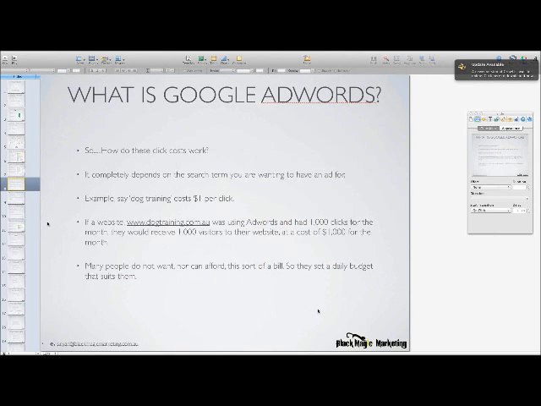So the click costs work based on the strength of the ad, how well it speaks to your audience, and there's just a bit of an example here. If you say dog training costs $1 a click, and they got 1,000 clicks for the month, they would get 1,000 visitors to their website, and it would cost them $1,000. And many people can't afford or want this sort of bill, so they would set a daily budget that suits them, which could be a lot less. As I said, might be $5, $10 a day.